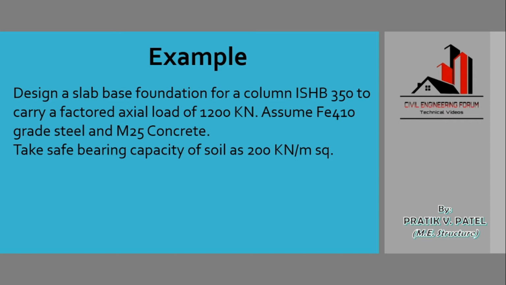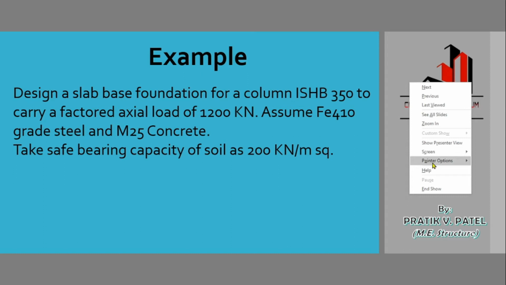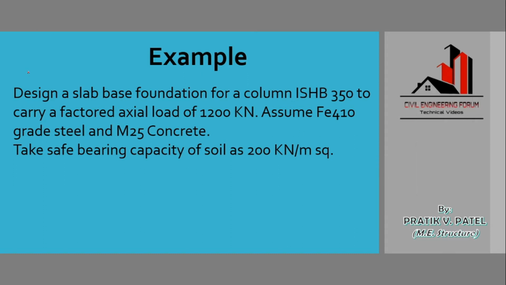So quickly we'll start with the question and I'll just read out the example. Let me change the pointer. Design a slab base foundation for a column ISHB 350, that is Indian Standard High Beam 350. This 350 indicates the depth of the beam, and the rest of the criteria for this entire section will be understood from steel table. So basically we have to design a slab base foundation.